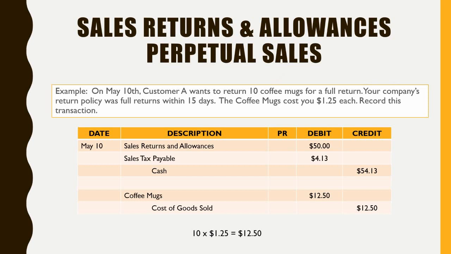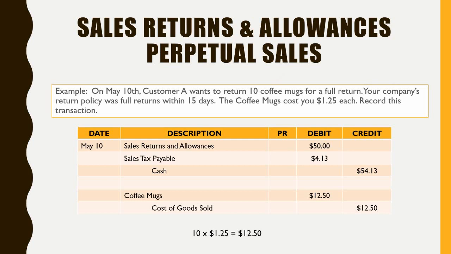$12.50. So the idea here is that if a customer brings the inventory items back to you for a full refund, you must restock your inventory exactly like this and reverse the cost of goods sold, because you didn't sell those items. They ended up getting returned to you. So in this case, this is the journal entry that you have to recognize. Okay. Any questions here?